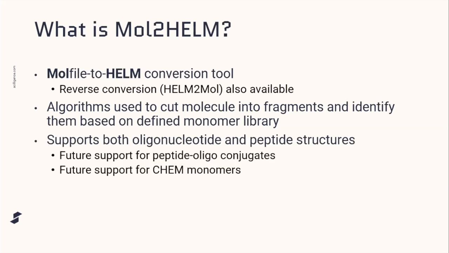Mol2HELM currently supports both oligonucleotide and peptide structures. Originally, it was just for peptides, and we've since expanded support to oligonucleotides. In the future, we're also hoping to support peptide oligoconjugates as well as chem monomers, which are kind of chemical modifiers that don't fit into either category. And we also have added support in recent years for duplex oligonucleotides.